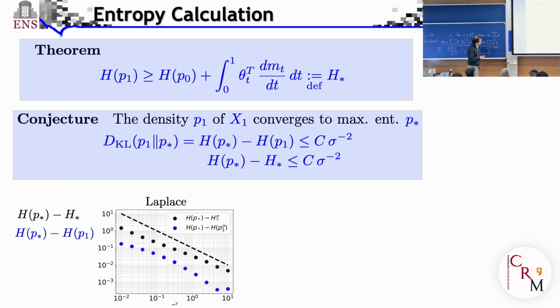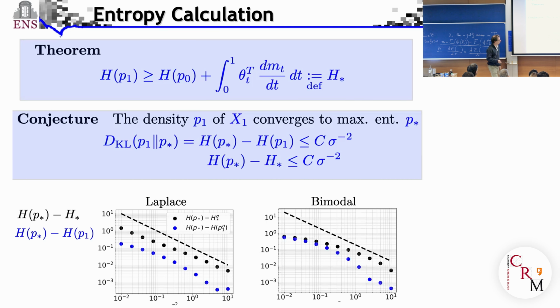Now, these are completely hand-waving calculations, no proof. You can try to verify them numerically, and we do observe, when you look at the convergence of these quantities when sigma increases on a log-log scale, that they do converge like sigma to the power -2, but again, there is really no proof. That's the case in both the Laplace and bimodal distributions.